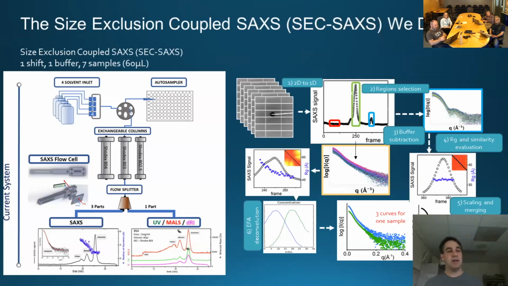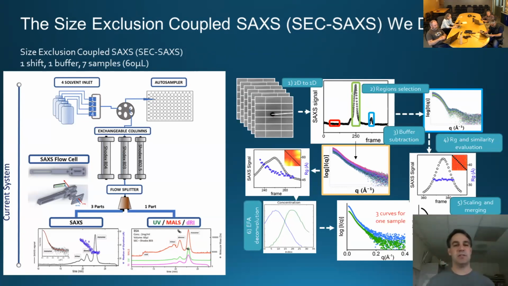So the two techniques we run, one is size exclusion coupled SAXS. And to run size exclusion coupled, for instructions, you go to sibyls.als.lbl.gov. But you will book one shift. You will be able to run with one running buffer. And if you can have 7 samples in that running buffer, you can run that many per shift. And the typical volume is 60 microliters.